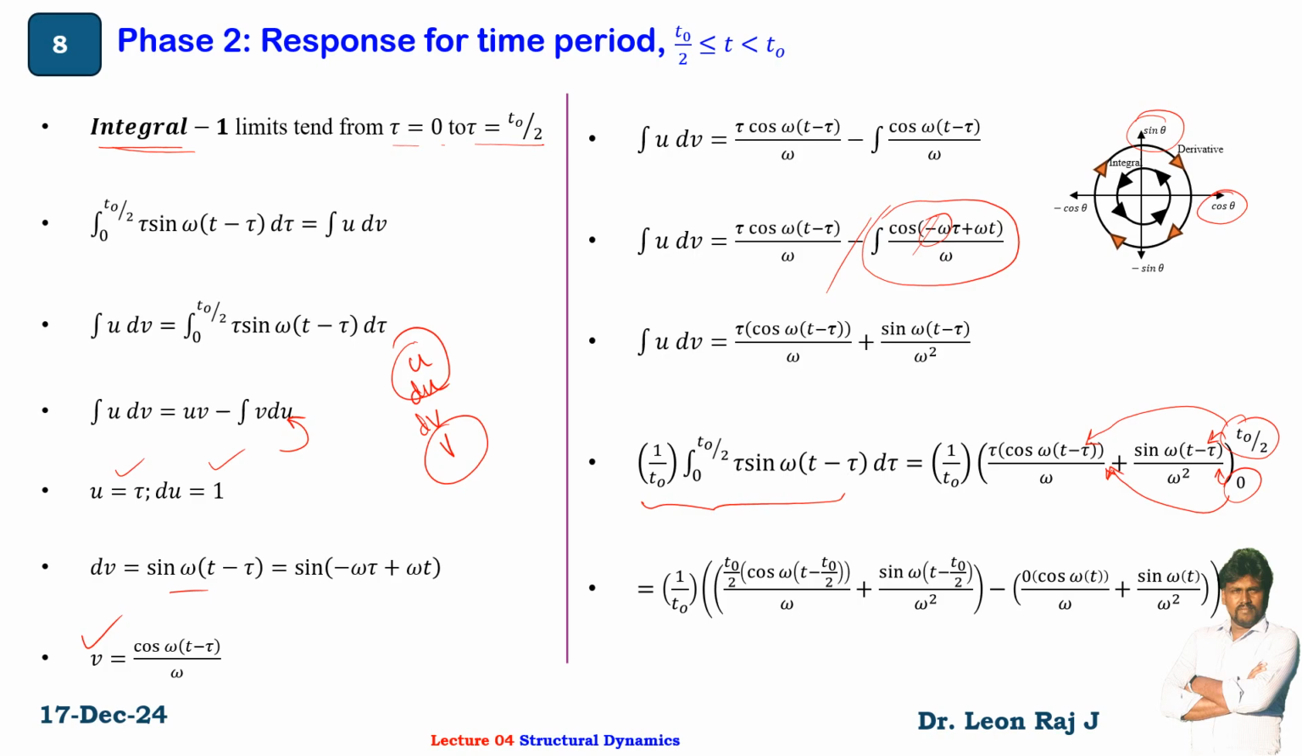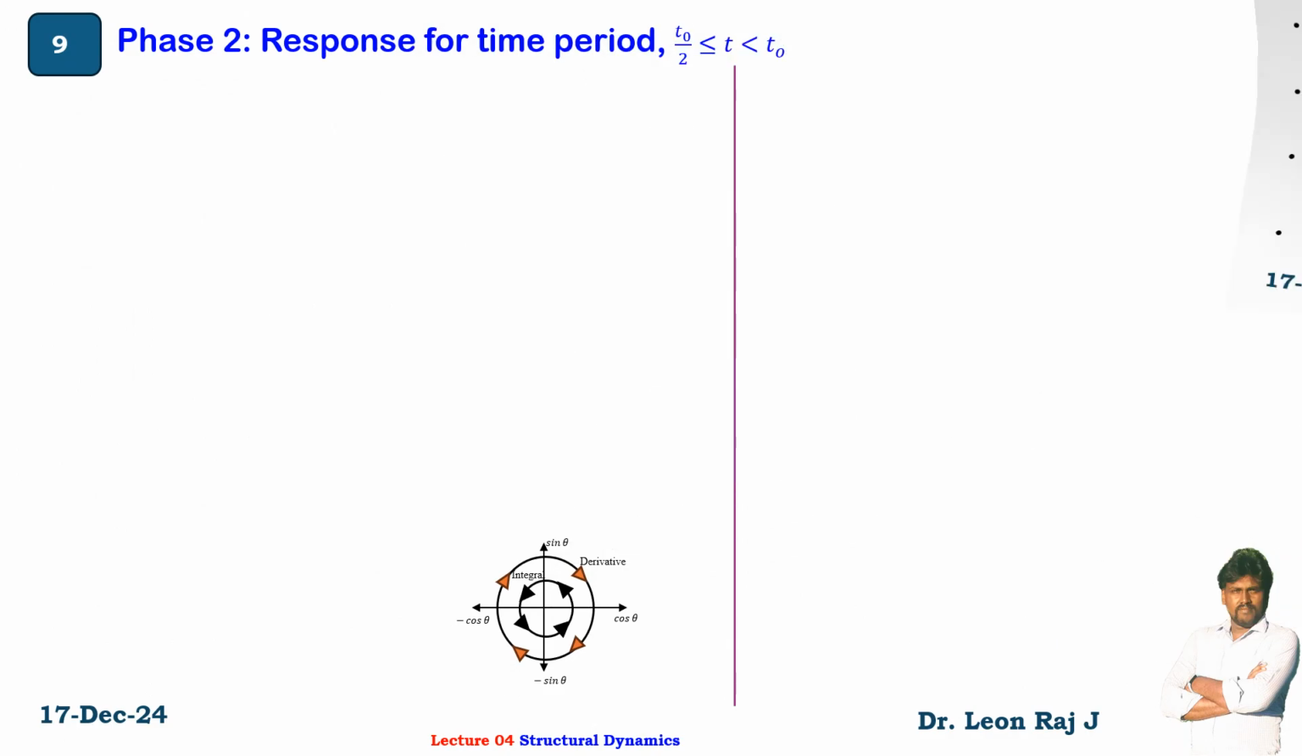So this is what is applied here. 1 by t0 is the same, and you have applied the limit t0 by 2: cos(omega t minus t0 by 2) divided by omega plus sine(omega t minus t0 by 2) divided by omega square, minus the 0 limit terms: cos(omega t) divided by omega plus sine(omega t minus 0) divided by omega square. Of course, we multiplied, so this term gets 0, and here you will get t0 by 2, and here also you will get t0 by 2. Only one term gets cancelled. Out of four, only one term gets cancelled, so you have three terms actually.